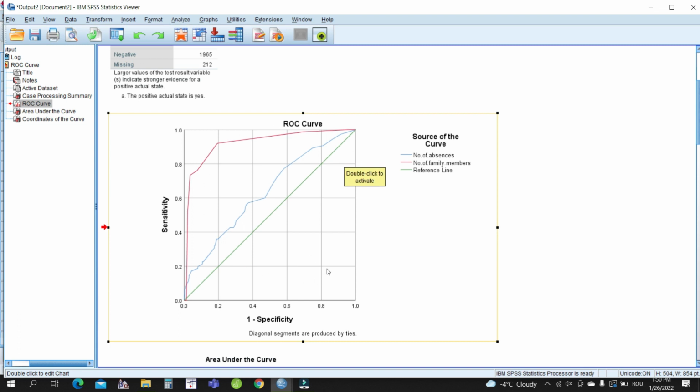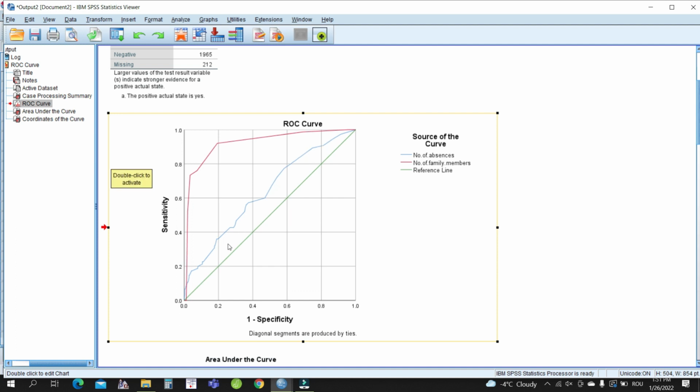Because each of these two axes is a probability, varying from 0 to 1, the total area of the ROC space is 1 unit. Now, as you can see, in this space, for each of our classifiers, number of absences and family members, we have a curve. How were these curves obtained? Let's take the number of absences as an example. This is the blue curve.